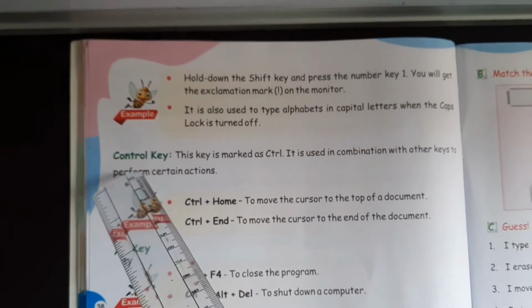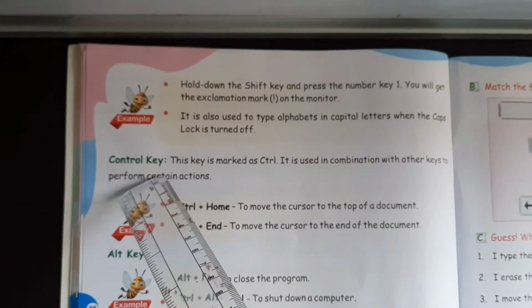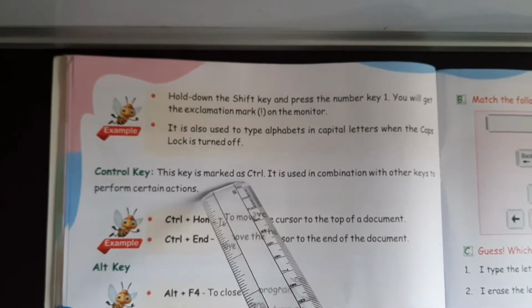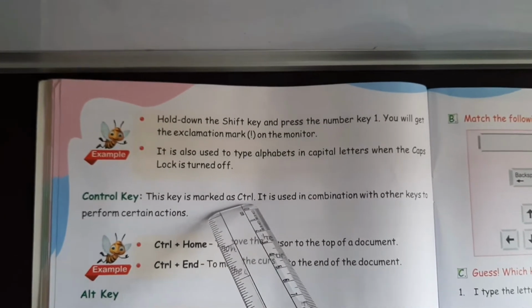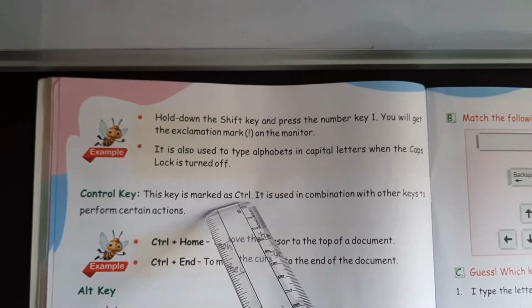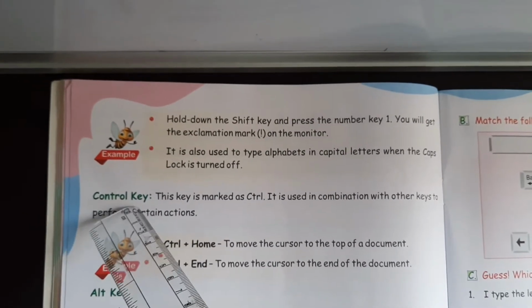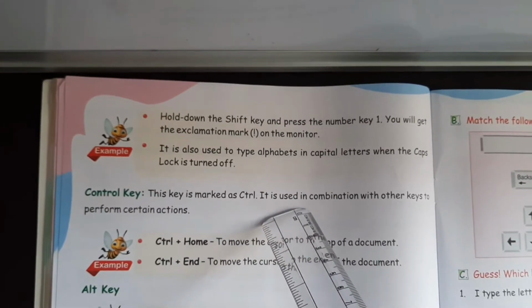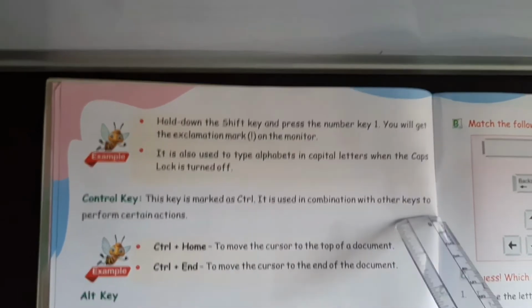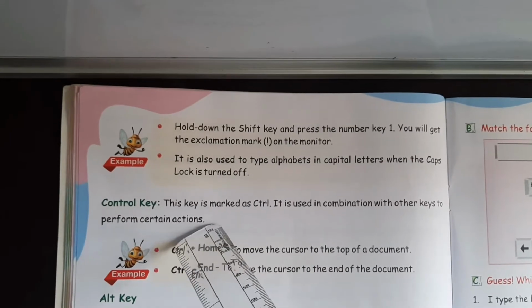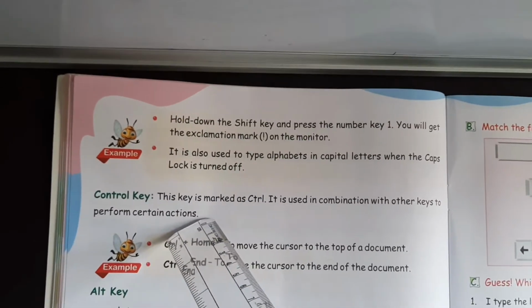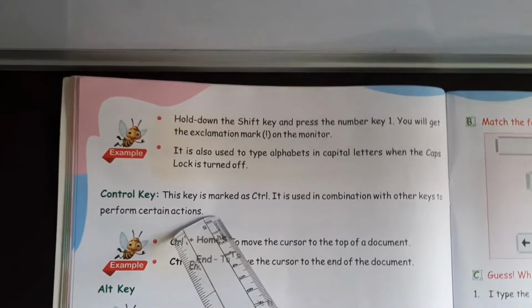Now let's read about the Control key. This key is marked as Control, CTRL. So you will find CTRL written on this key on the keyboard, which is known as the Control key. It is used in combination with other keys to perform certain actions. So you use this key with other keys to perform some actions.